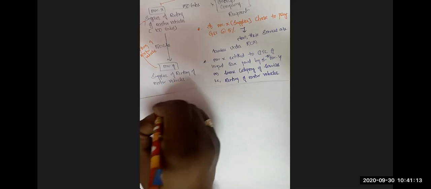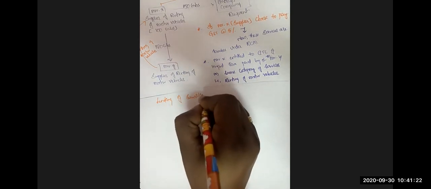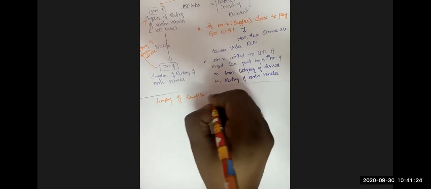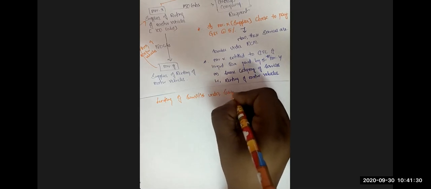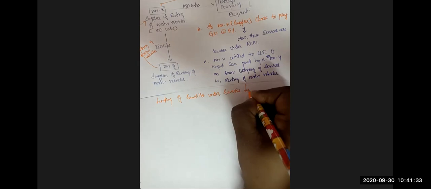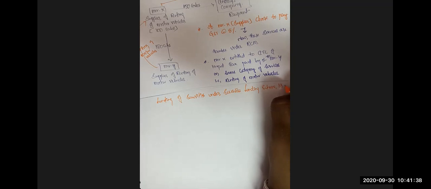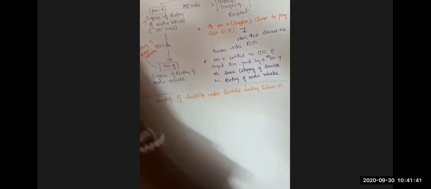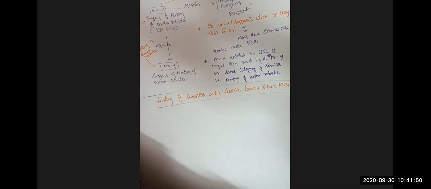So the next transaction is lending of securities under the Securities Lending Scheme 1997. Lending of securities. Now, what is this concept about?